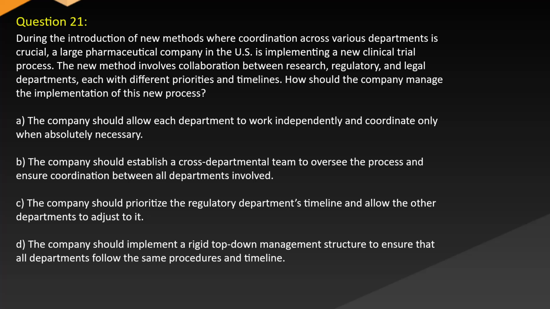A. The company should allow each department to work independently and coordinate only when absolutely necessary. B. The company should establish a cross-departmental team to oversee the process and ensure coordination between all departments involved. C. The company should prioritize the regulatory department's timeline and allow the other departments to adjust to it. D. The company should implement a rigid top-down management structure to ensure all departments follow the same procedures and timeline.